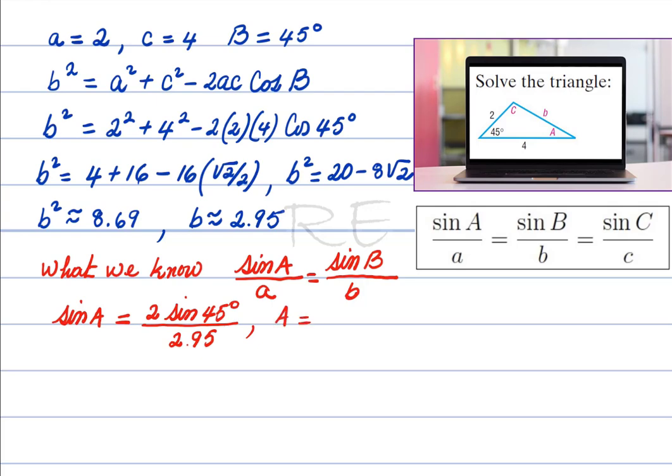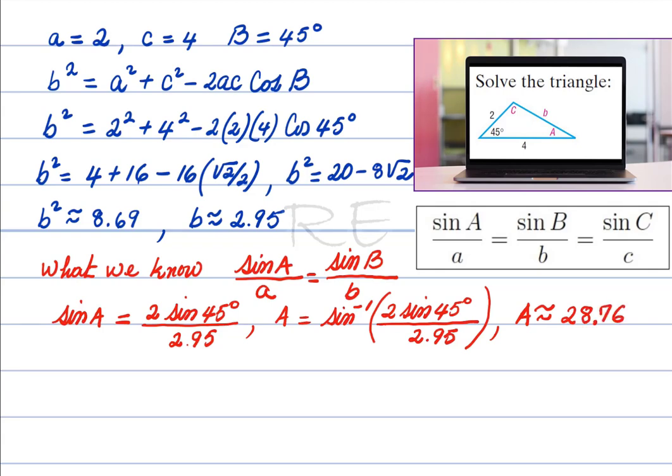Angle A is equal to the inverse sine of 2 sine 45 degrees divided by 2.95, and we get an approximation for angle A from the calculator. That approximation is 28.76 degrees.